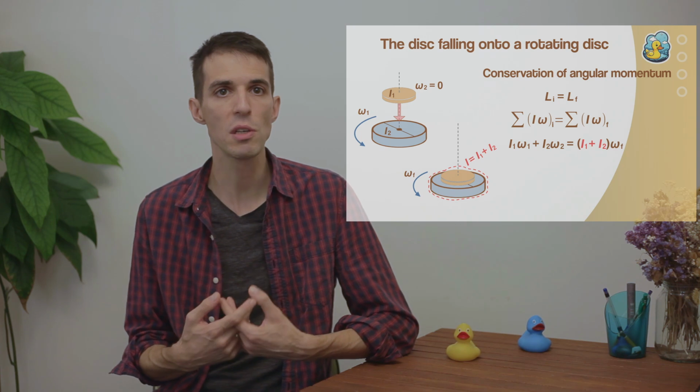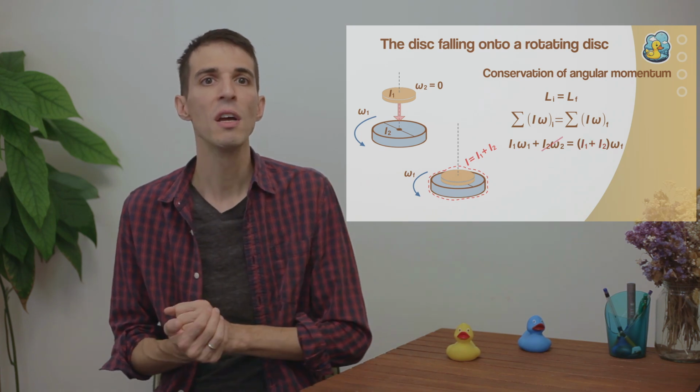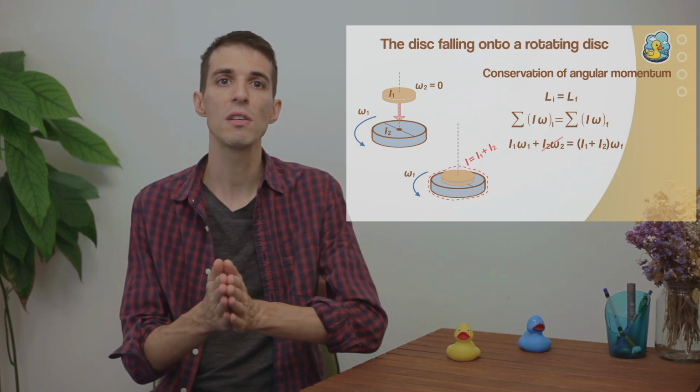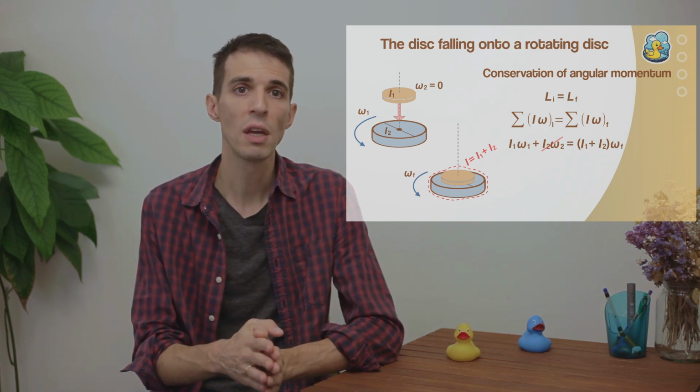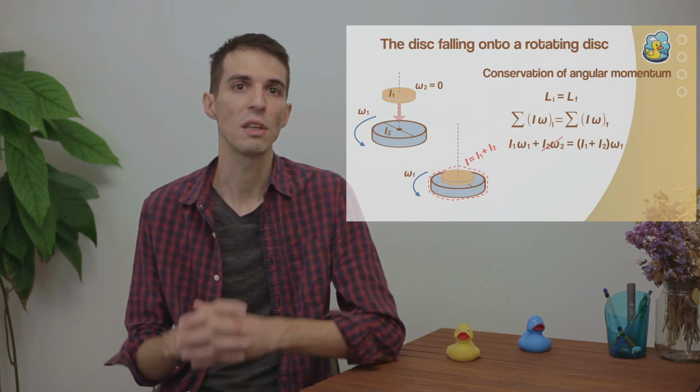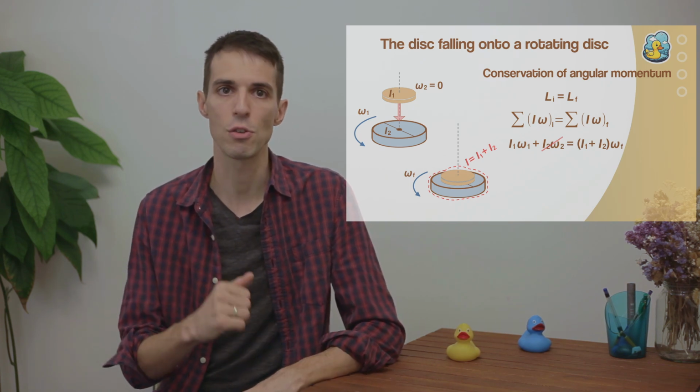Omega 2 equals 0, therefore this term disappears. Then we can rearrange to find omega final. Notice that this is like an inelastic collision. Some energy is lost, but angular momentum is conserved. When I say energy is lost, I mean mechanical energy, of course.